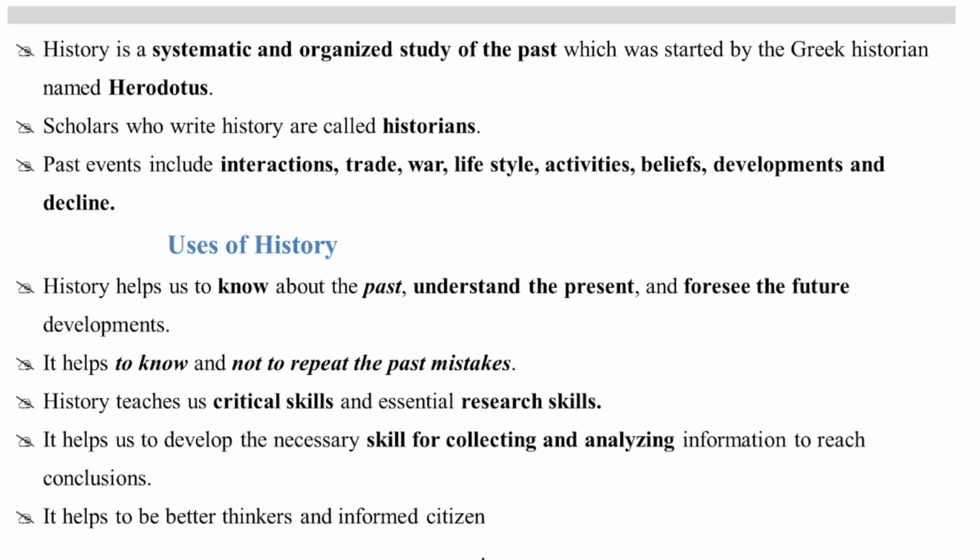Karaa kanaan history is a systematic and organized study of the past, which was started by the Greek historian named Herodotus. Kanaaf history immoo maanni the systematic study. Karaa biraatiin history, when you say it, is also the systematic and organized study of the past, which was started by the Greek historian named Herodotus. This one is the most important one. So scholars who wrote history are called historians. Namoonni waa history qo'atan immoo maal jedhamu? Historians jedhamu. Namni waa archaeology qo'atu archaeologist jedhamu akkuma dura jenne waan ta'eef isa kana.